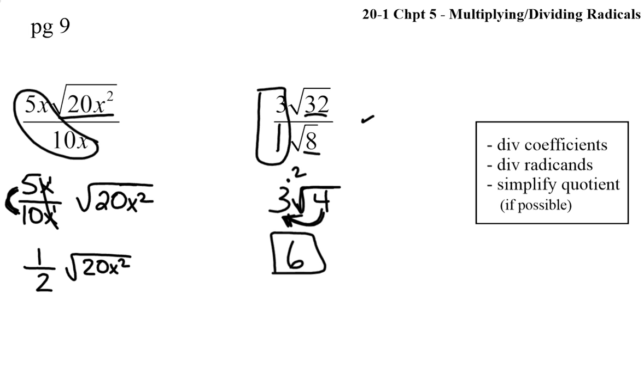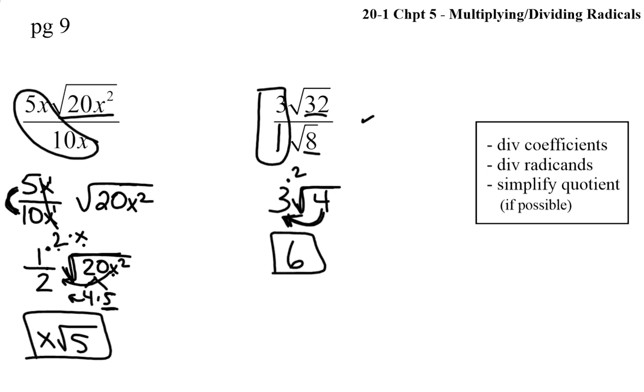Can we simplify? We can. 20 can become 4 times 5, so we can root out the 4, which means we're rooting out a 2. So we have to multiply our coefficient by 2, but also we can root out an x squared because the square root of x squared is x. So 1/2 times 2 times x is just a 1x. And we still have the radicand of 5. There's our quotient. So multiplying and dividing radicals, pretty straightforward process.